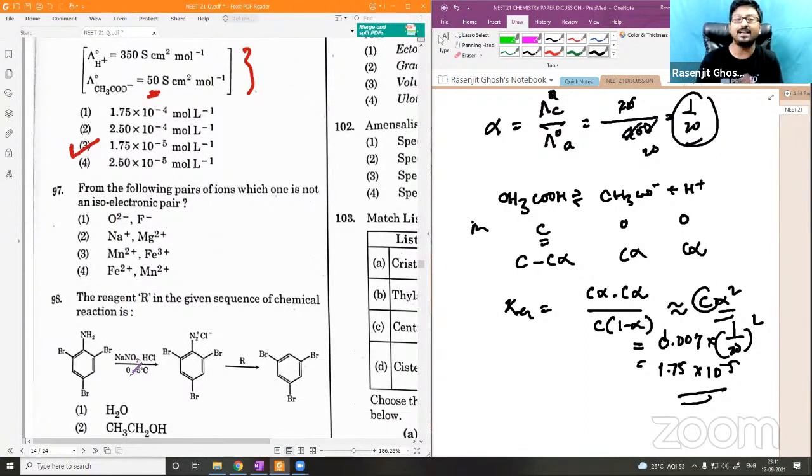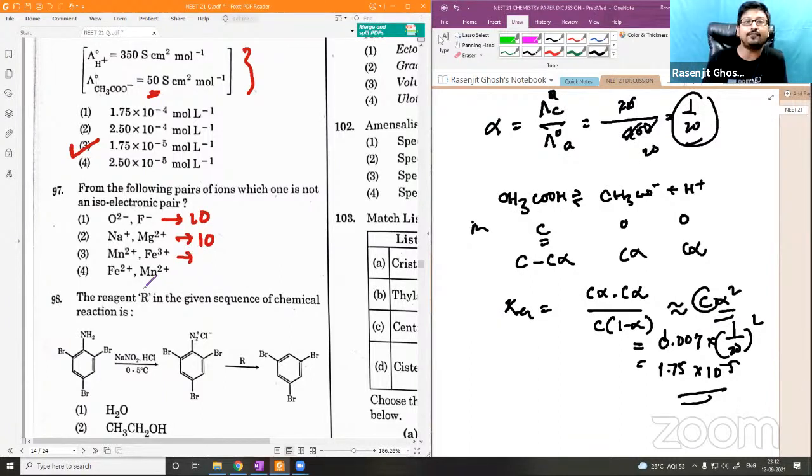Okay, 97. From the following pairs of ions, which one is not an isoelectronic pair? Now, how can you find an isoelectronic pair? You just calculate the number of electrons. That's it. Now you can see oxygen and fluorine. Definitely F minus is neon-like and O2 minus is also neon-like. So they both have 10 electrons. They are an isoelectronic pair. Next, sodium plus and magnesium 2 plus. They also have the 10 electrons of neon.